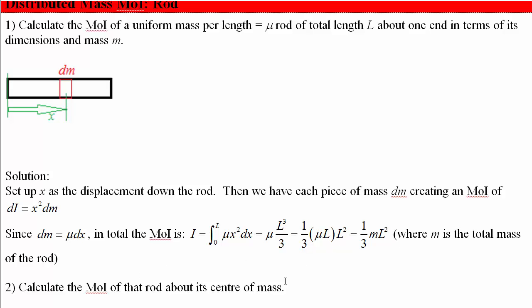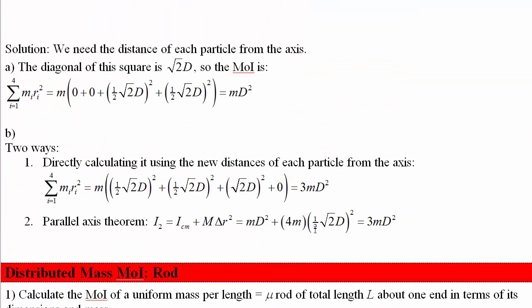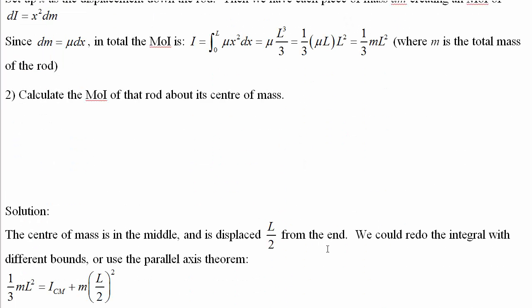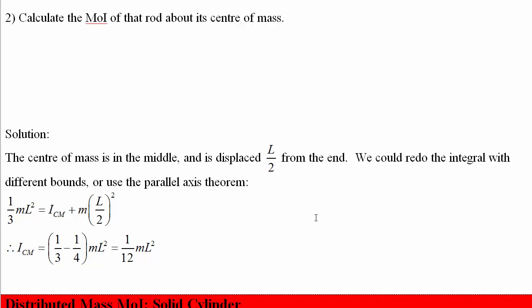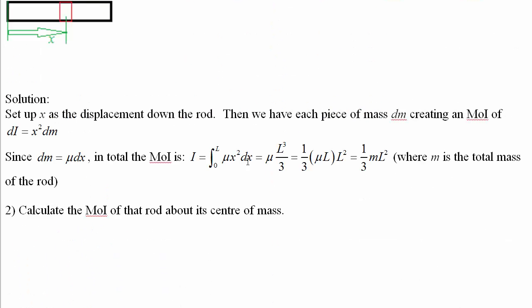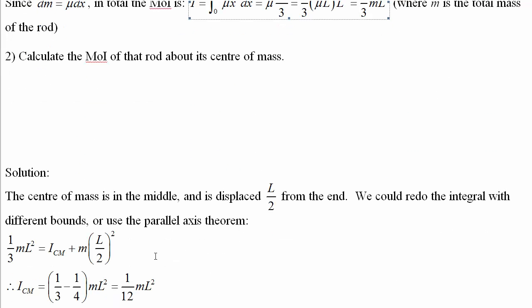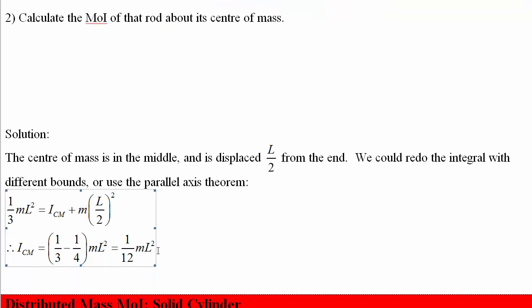If we want the moment of inertia about its center of mass now, we can again proceed like we did in the last question and try to get it directly, or using parallel axis theorem. So directly would just be to substitute in different boundaries. So we'd have negative L over 2 and positive L over 2 here. Using parallel axis theorem, we just displace it by an L over 2, ending up with 1/12 ml squared.